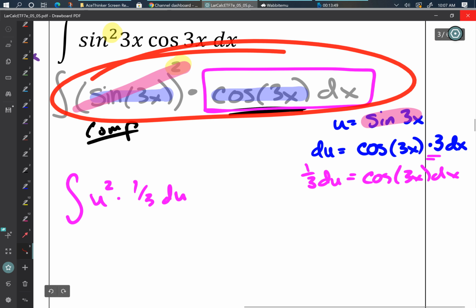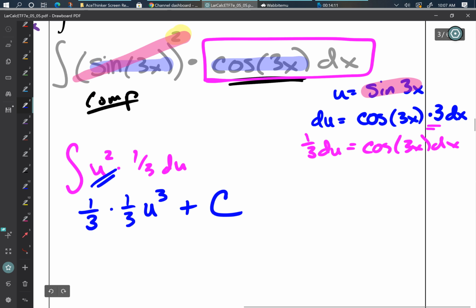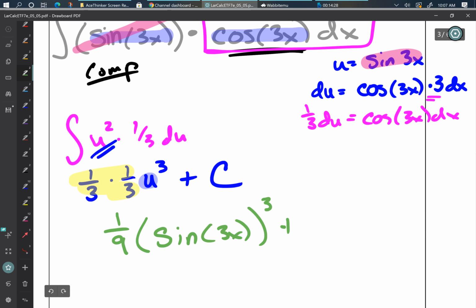Big and ugly, small and pretty. All this ugliness with substitution turns into something that is super easy to do. I do my substitution, the 1/3 is a coefficient it drags along. The antiderivative of u squared is going to be another 1/3, but this time u cubed. And of course, it's an indefinite integral, so I do a plus c. Right? Two things are wrong with this. I need to clean up this algebra, and I have to do a back substitution on u. So I get 1/9 from the algebra, and the sine of 3x cubed plus c.